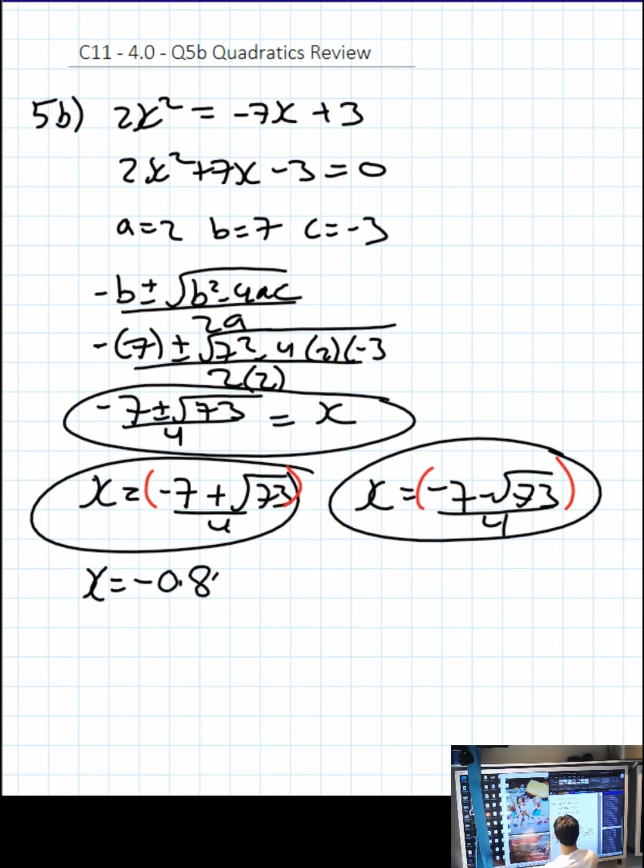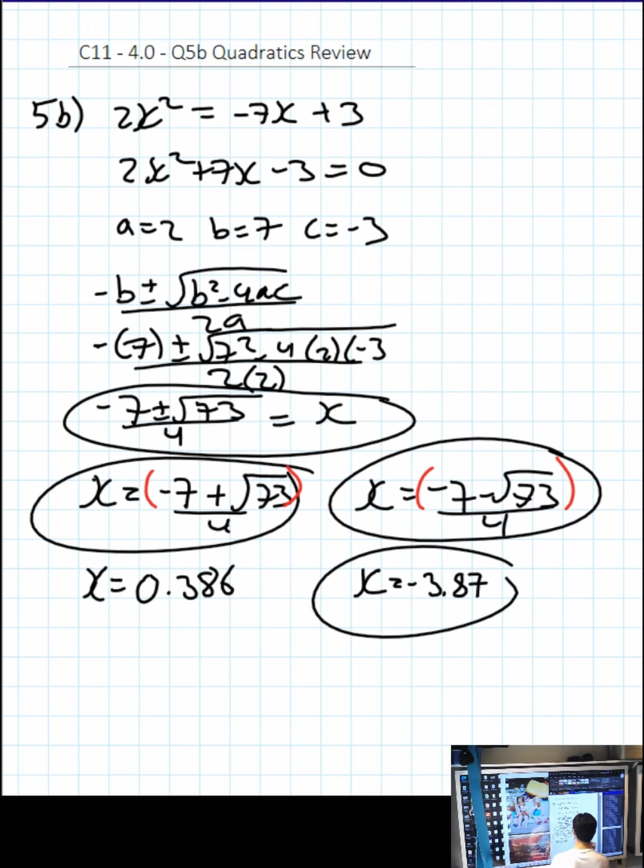0.84. And then the one on the right is going to be negative 7 minus, excuse me, I've typed it in incorrectly. I accidentally got it wrong. Let's erase that one. So that one will be 0.386. The one on the right, negative 7 minus root 73 divided by 4, is negative 3.87. Excuse me, I accidentally forgot to use brackets or something happened, but that was a partial error. Sorry about that. So we have exact values and answers as decimals. Let's circle those answers.